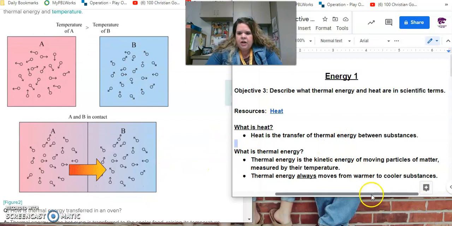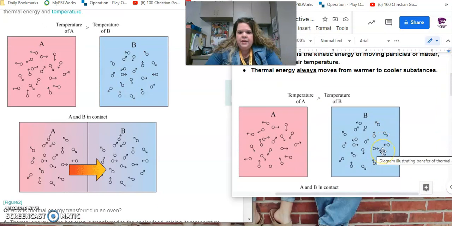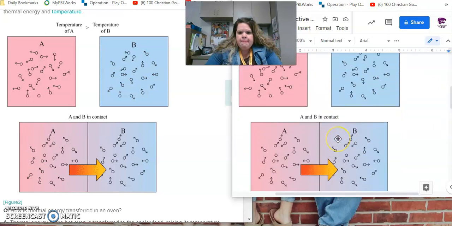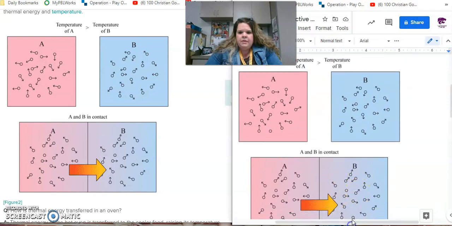And what I would like you to draw in your notes is that figure, okay? So go ahead and draw that in your notes. Remember, you can pause the video. This is a good illustration for you to remember.